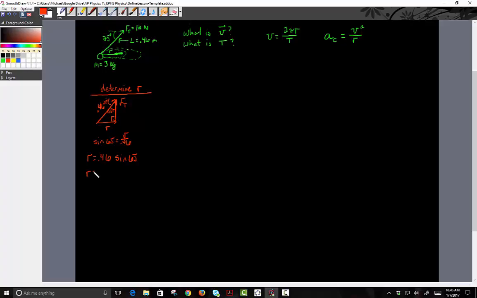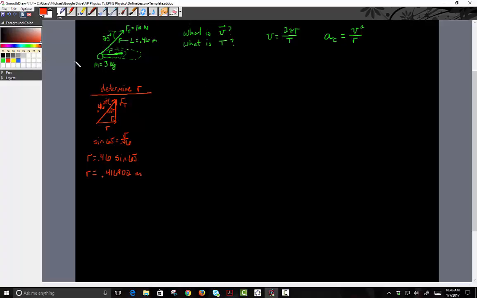So the radius, when I calculate that, is going to be 0.416902 meters. So just under half a meter is the radius. But again, when I plug that in, I still don't know the period, and over here I don't know the velocity. So anyway, we're going to have to get into dynamics.